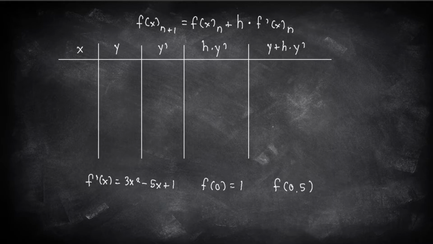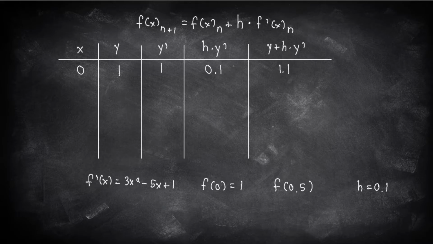But here's what we do. We start with our x, which is 0. We start with our y, which is 1. Okay, what's our derivative of y at that point? Well, at x equals 0, when we plug it in, 0 minus 0 plus 1 is 1. Now what's our h? Our h we said was 0.1. So 1 times 0.1 is 0.1. Now our y plus h times the derivative of y equals 1.1.